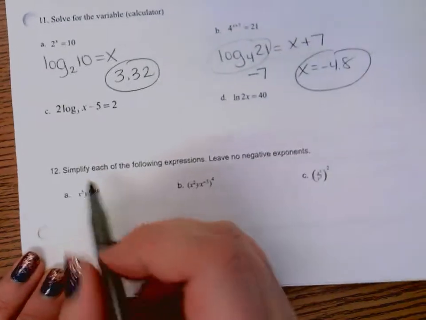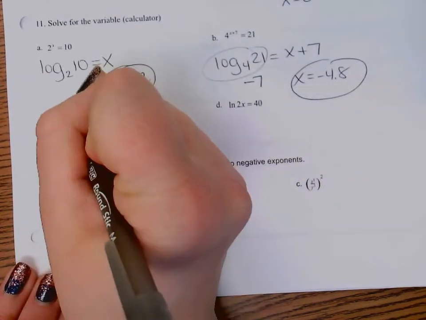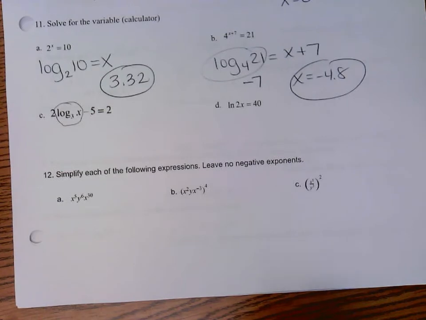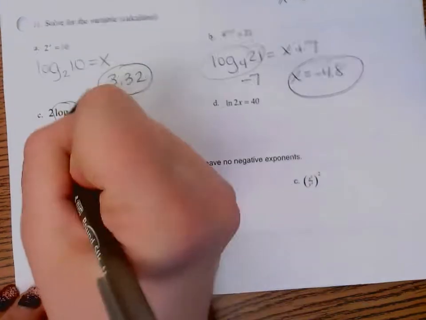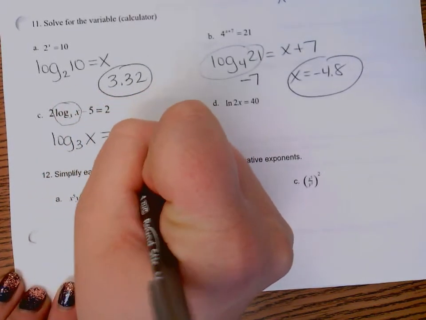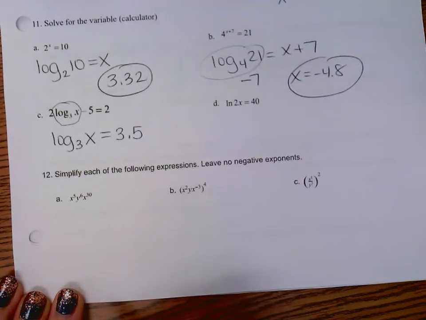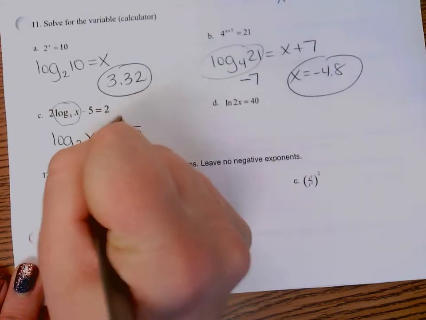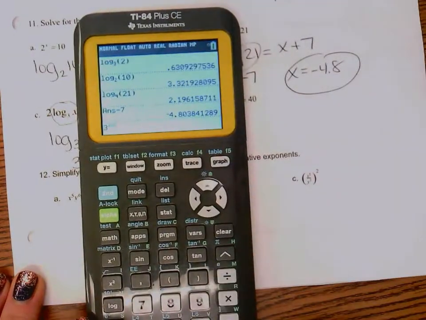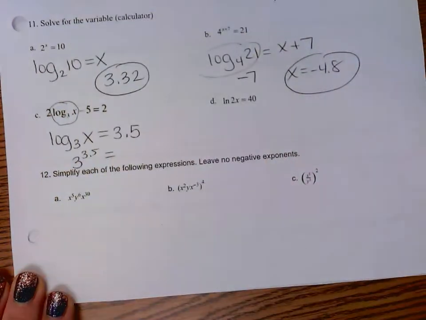On letter C, first you have to get this log by itself. So my first step would be to add 5 to the other side, making it 7, and then divide by 2. So I really have the log base 3 of x equals 3.5, because I took 7 and divided by 2. So I'm really evaluating 3 raised to the 3.5 power. 46.6. 6.8.